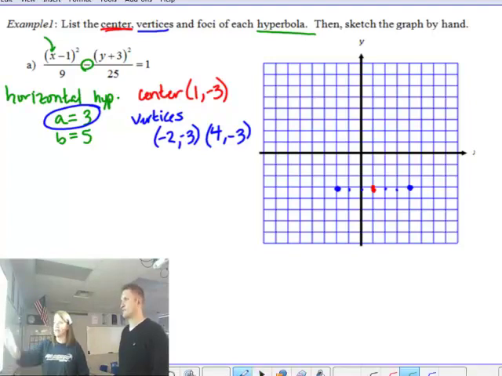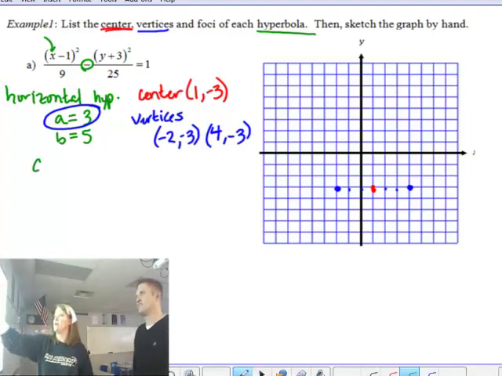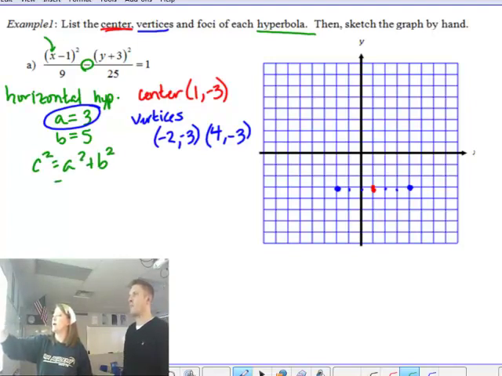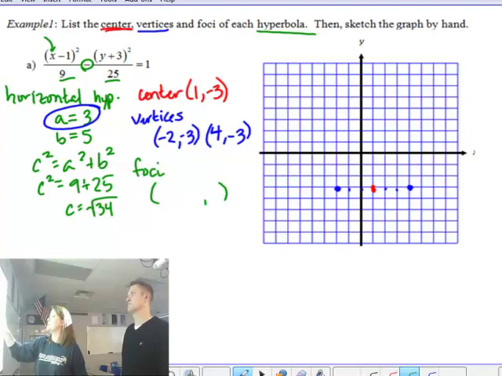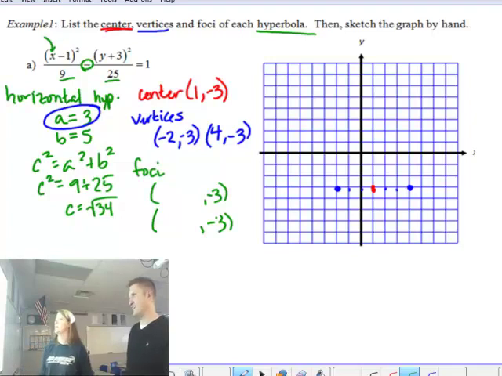Foci. We know that C squared equals A squared plus B squared. So C squared is equal to, if I jump back up to my equation, look, they're already squared right there. 9 and 25 is 34. So C is simply the square root of 34. So the foci will be, again, changing the horizontal only by the amount of the square root of 34.